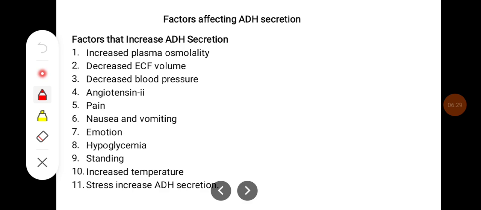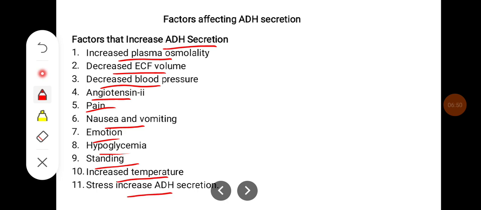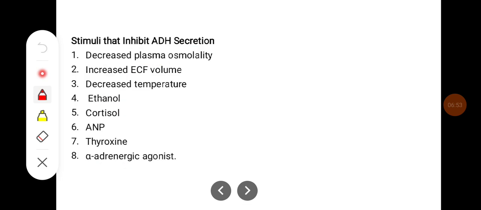Factors affecting ADH secretion. The factors which increase the ADH secretion are increased plasma osmolarity, decreased ECF volume, decreased blood pressure, angiotensin 2, pain, nausea, vomiting, emotion, hypoglycemia, standing posture, increase in the temperature, and stress. And the stimuli which inhibit ADH secretion are decreased plasma osmolarity, increased ECF volume, decreased temperature, ethanol, cortisol, atrial natriuretic peptide, thyroxine, and alpha adrenergic agonists.